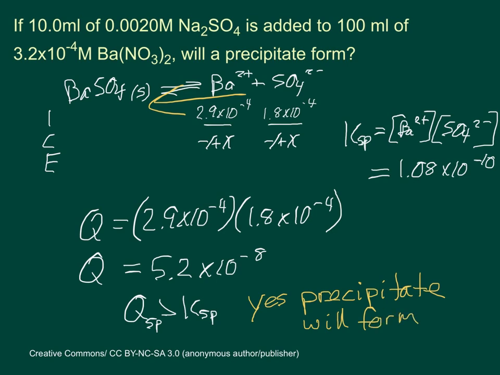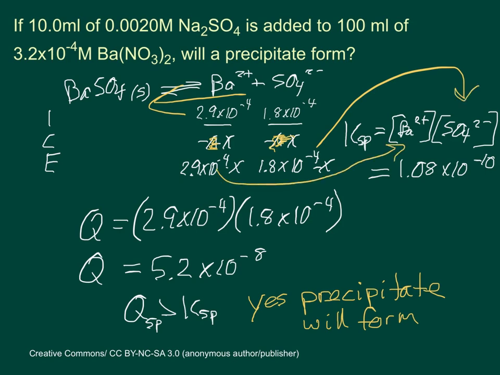You can also, from this point, if you wanted to know what the equilibrium concentrations of those things are going to be, you now know that it's minus x and minus x here. So you could go ahead and just say, okay, now it's 2.9 times 10 to the negative fourth minus x, and 1.8 times 10 to the negative fourth minus x. You can take those and plug them in, set that equal to the Ksp on your calculator, and solve for x, and you can figure out therefore what the equilibrium concentrations were, or even how many grams of precipitate were formed using that x.